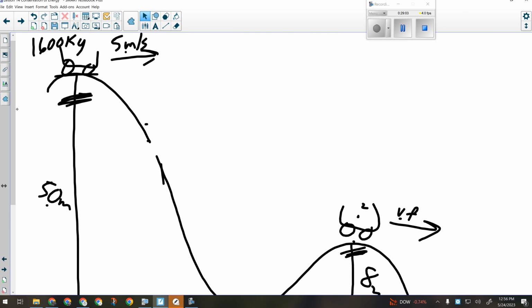Okay, let's try this one. This is like the sledding question, except instead of looking for the final height, now we're going to look for the final speed. Okay. Here's our situation for this question.